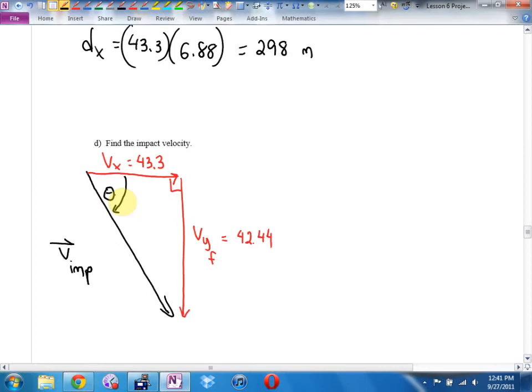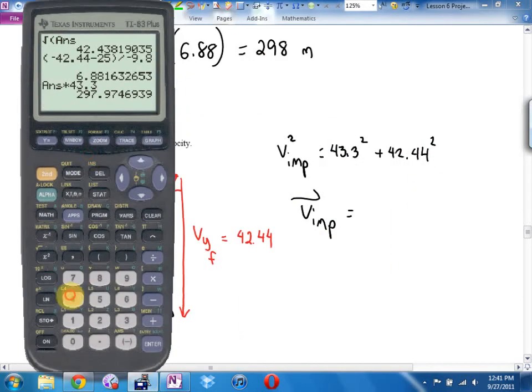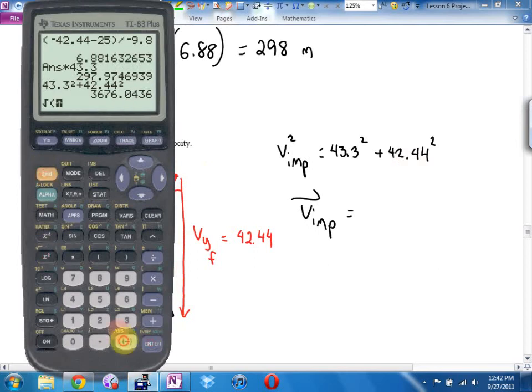V impact squared equals 43.3 squared plus 42.44 squared. Isn't it negative? Well, technically this is negative, but when you square a negative, what's going to happen anyhow? The vector arrow has the negative contained in it, so who cares? Square root, 60.6 meters per second. Now that's the magnitude.